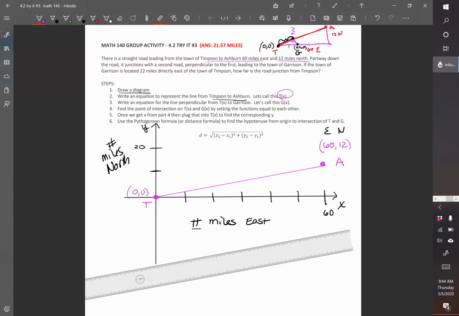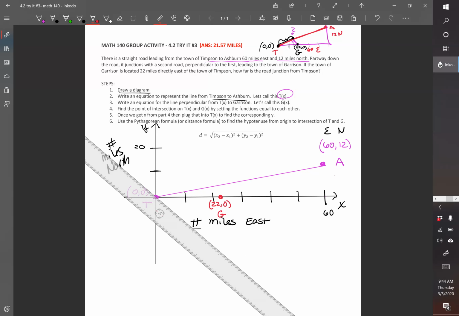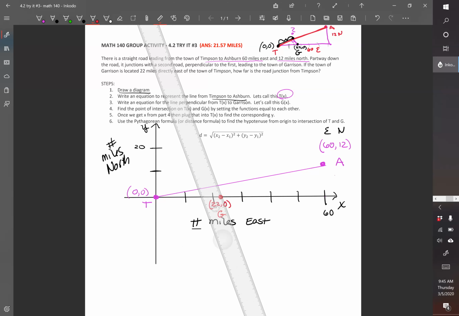Then we have the line perpendicular from this road here, or whatever, yeah, it's a road, that goes to Garrison. Now Garrison, it says, sits right about at 22, so that's probably right about here. And we're going to call that G, and that is, I'm going to say 22, 0. Put that point in, and it's going to be a little hard for me to get exactly perpendicular, but it's not going to look perfect.